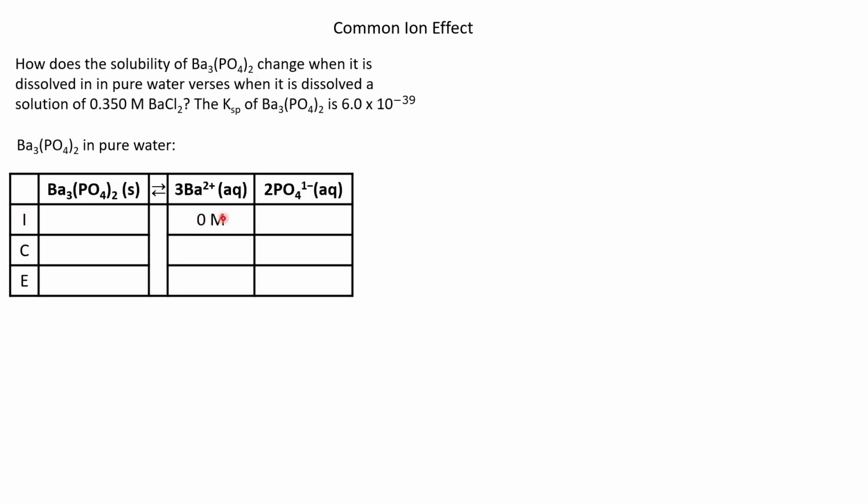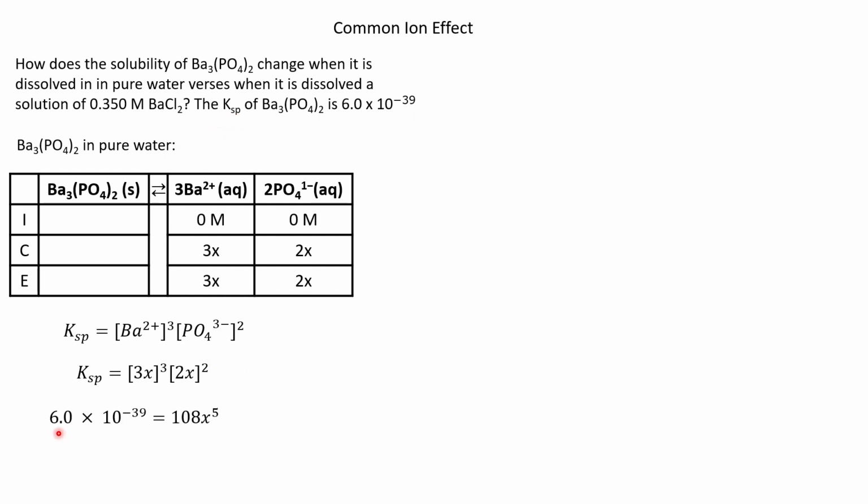So initially in pure water, of course, we've got no barium and we've got no phosphate. Our change is going to be 3x and 2x, and so our equilibrium is still going to be 3x and 2x. Here is our KSP expression for barium phosphate. Plugging in my equilibrium row, I get 3x cubed and 2x squared. I know my KSP, that was given in the problem, so that is going to be 108x to the fifth, and we have x equals 6.9 times 10 to the negative third. Okay, so that is our solubility in pure water.